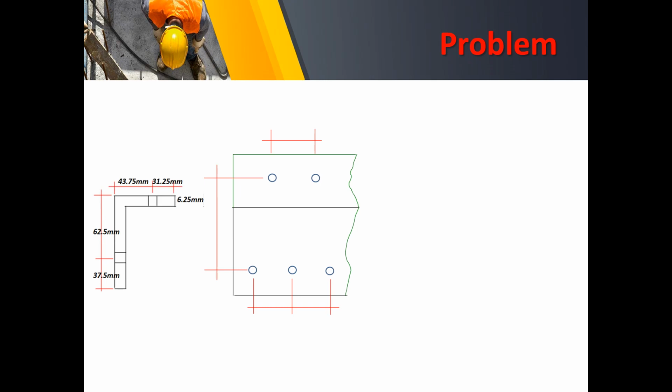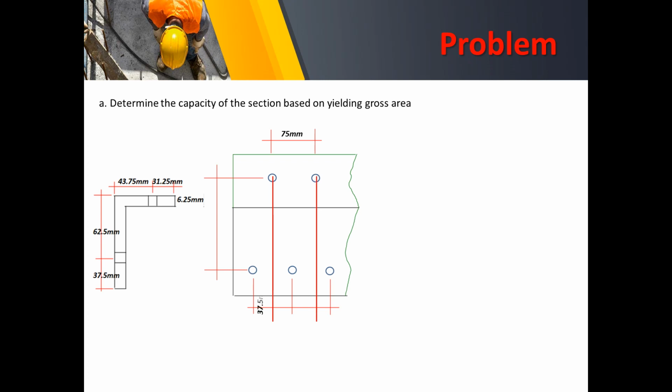So of course, we want this to be straightened. The first is to compute for the gauge distance, since we have here a staggered connection, wherein if we are going to straighten that top fiber of this angle or the top leg, you have to compute for our gauge distance. Now this is the gauge distance.